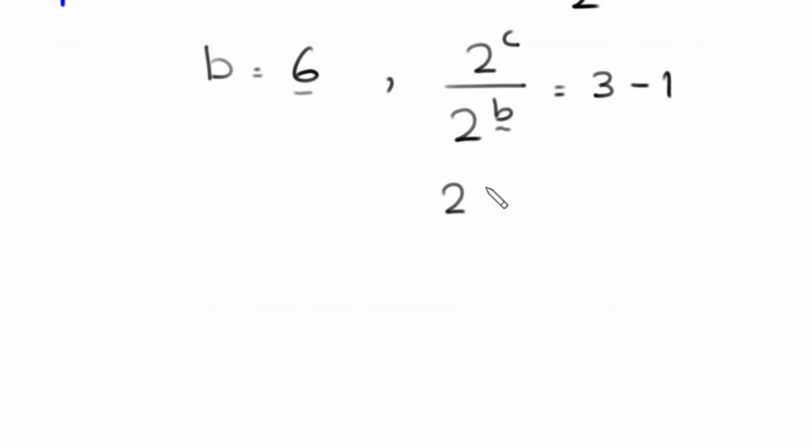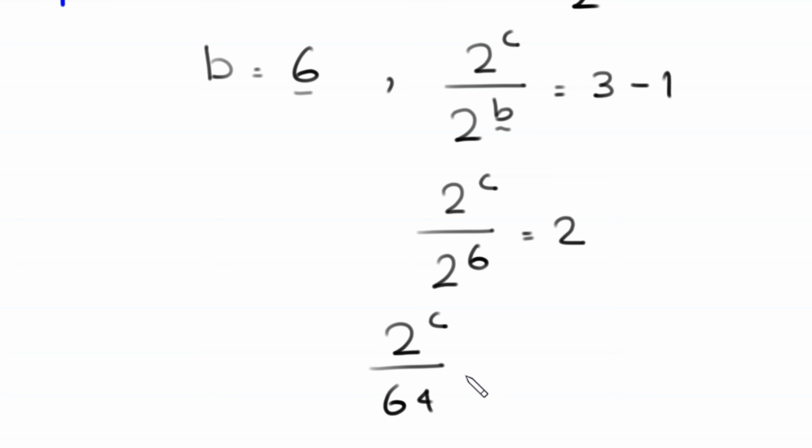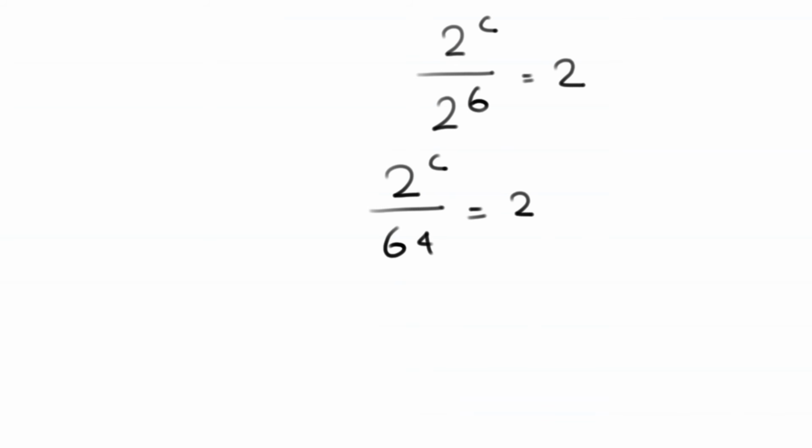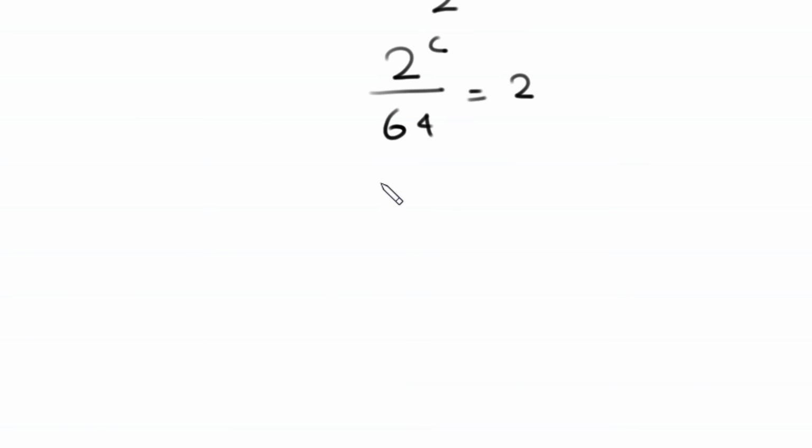This will become 2 to the power c divided by 2 to the power 6 equal to 2, and 2 to the power 6 is 64, so this will become 2 to the power c divided by 64 equal to 2. If we multiply both sides by 64, this implies that 2 to the power c is equal to 128, and we factorize this 128.